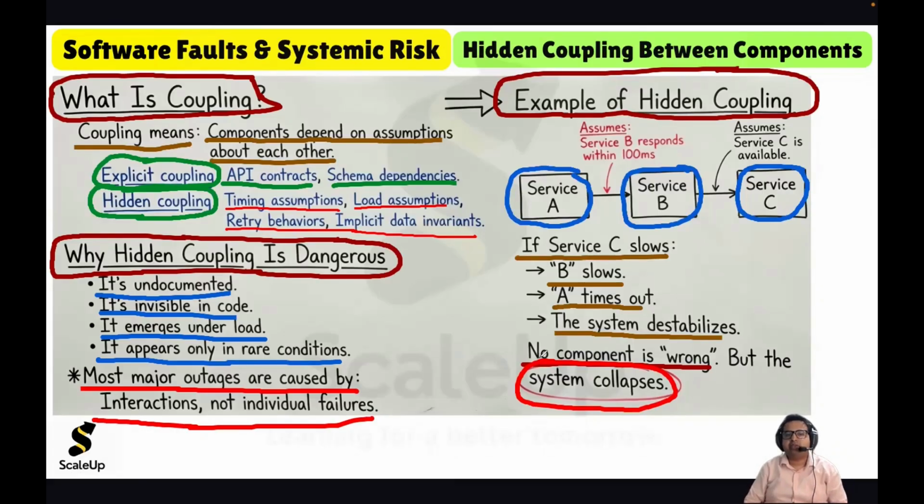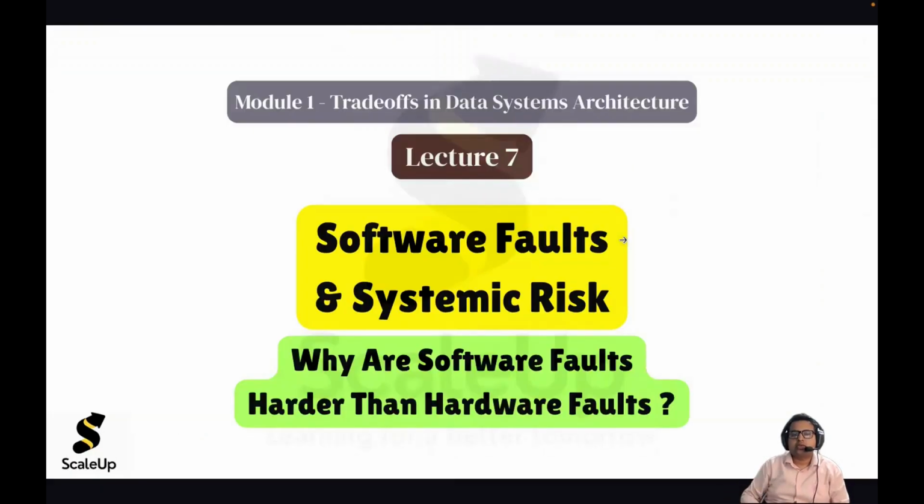And this is something very important. When we are designing software systems and data-intensive applications, because that application will be software only, we have to give special emphasis to hidden coupling, because hidden coupling can be very dangerous.